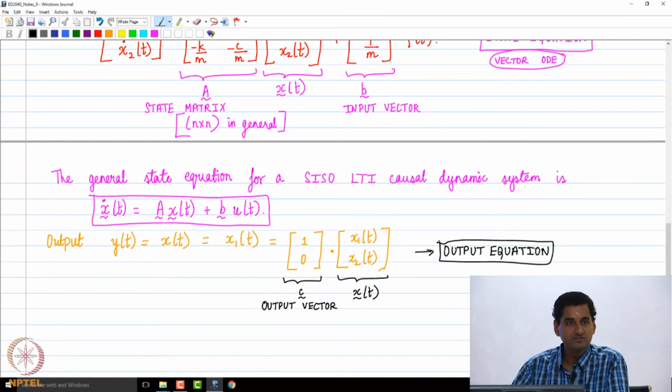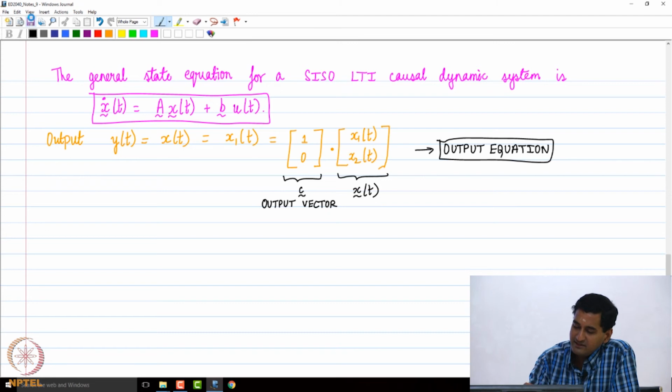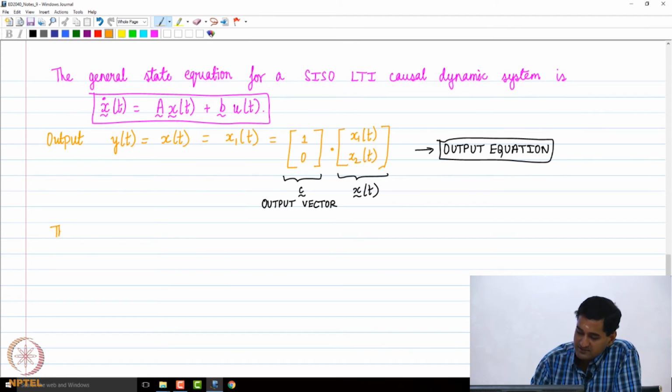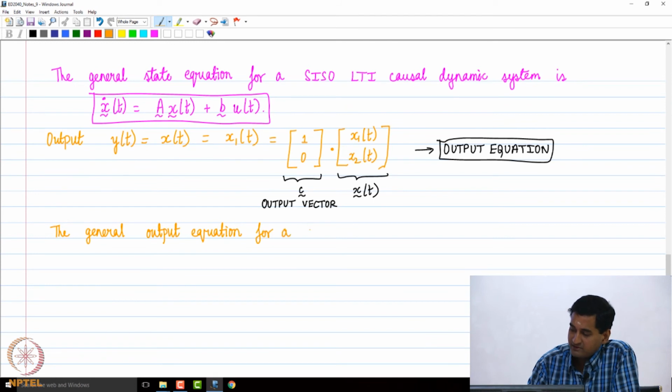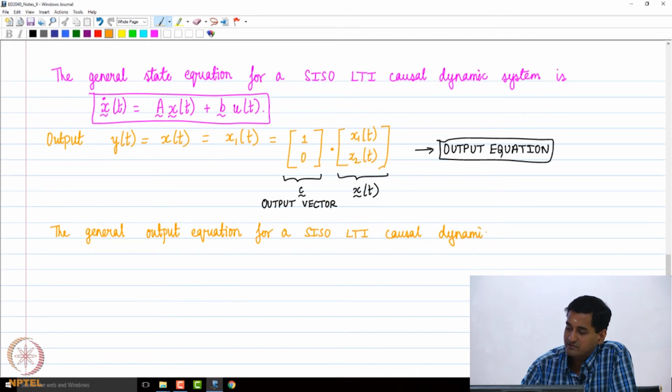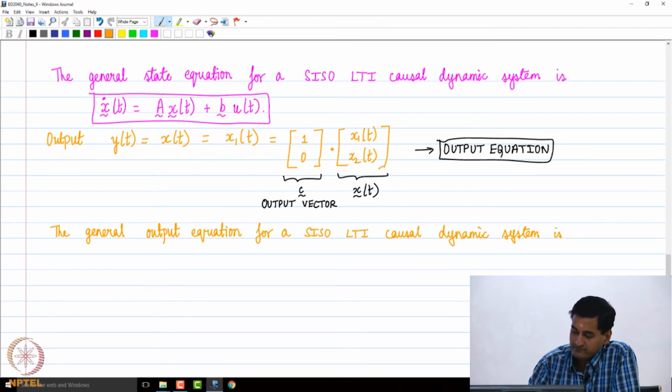Okay, this is what is called an output equation. So similarly, the general output equation for a SISO LTI causal dynamic system is going to be y of t is equal to c dot x of t plus d u of t.